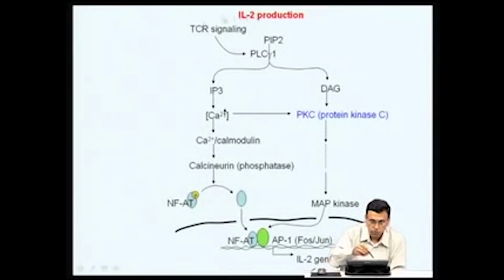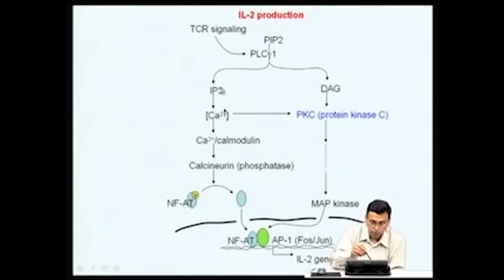This is again a cartoon, a very simplified version of what I have just told you. During T cell receptor signaling, phosphatidylinositol bisphosphate is cleaved by phospholipase C into inositol triphosphate and diacylglycerol. Diacylglycerol now activates protein kinase C. Protein kinase C, through the MAP kinase signaling, now activates AP1 as well as NF kappa B.